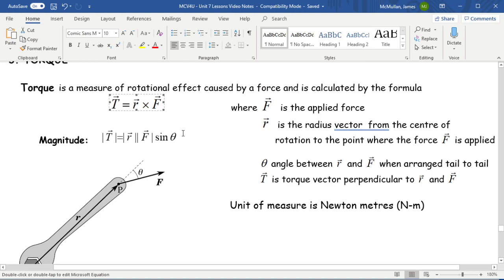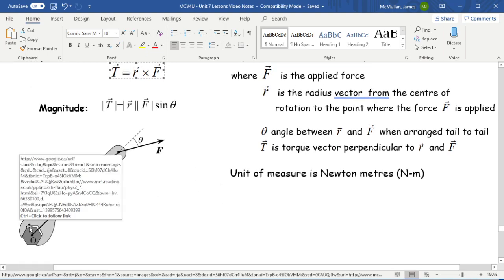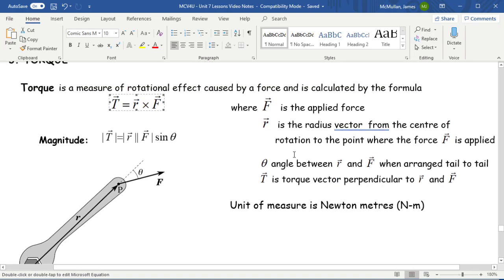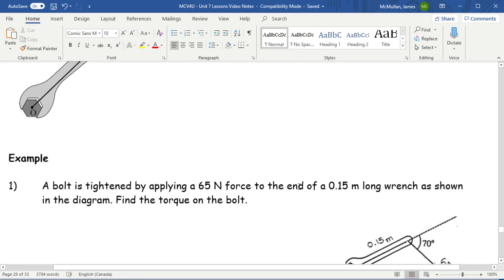And again, just think about this wrench. The wrench is moving left and right. The force is moving forward and backward, but the screw is moving down, right? The screw is moving in a different dimension than the radius or the force are. Again, torque is a lot like work. It's measured in Newton meters.